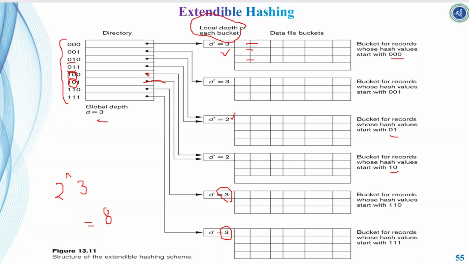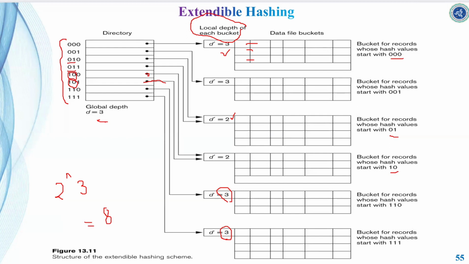So here this is a directory, and we can set the number of entries for the directory. If the directory depth, the number of bits to be taken, is 2, then 2 raised to 2, that is, there will be only 4 entries. If it is 3, then we can have 2 raised to 3, that is equal to 8 entries. Global depth is equal to 3.